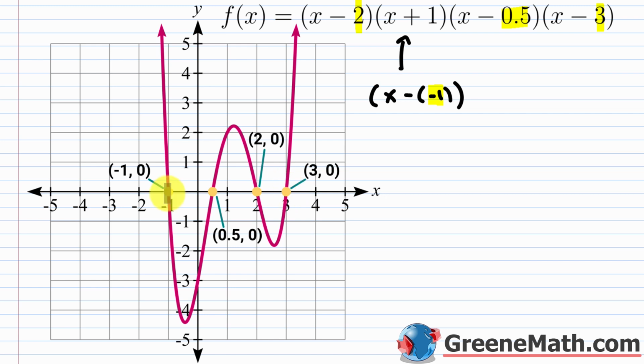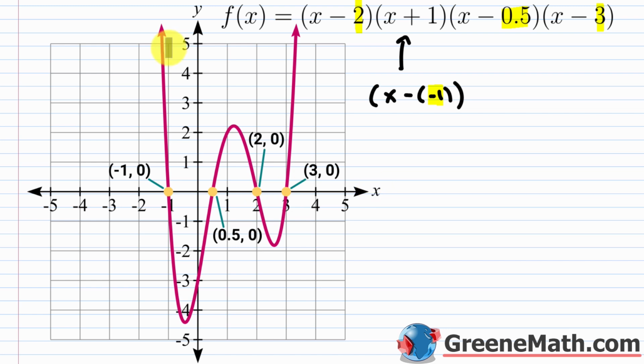So what we said above was that basically the sign of this function, so when we think about the y value or the function value, can only change from positive to negative or negative to positive by first crossing through the x-axis. In other words, going through an x-intercept. So if you can find the x-intercepts, then you can create intervals, and those intervals can be used to test. One interval would be anything less than negative 1. Another interval would be between negative 1 and 0.5. Another one would be between 0.5 and 2. Another one would be between 2 and 3. And the last one would be anything greater than 3.